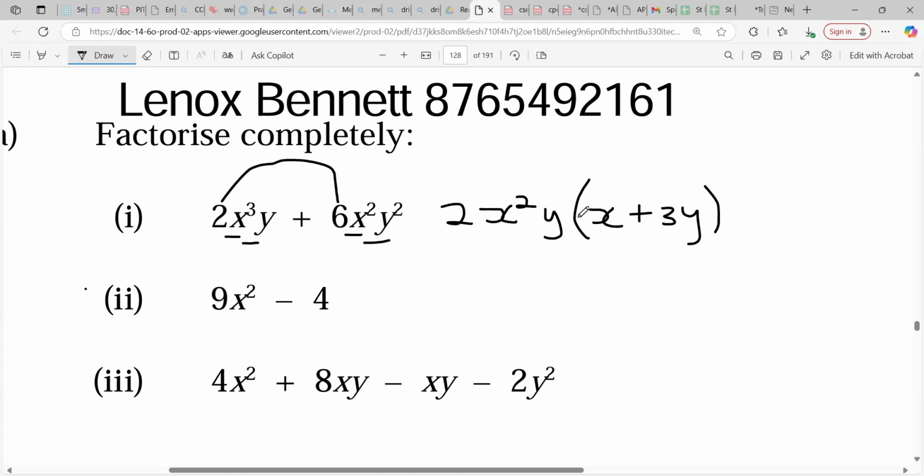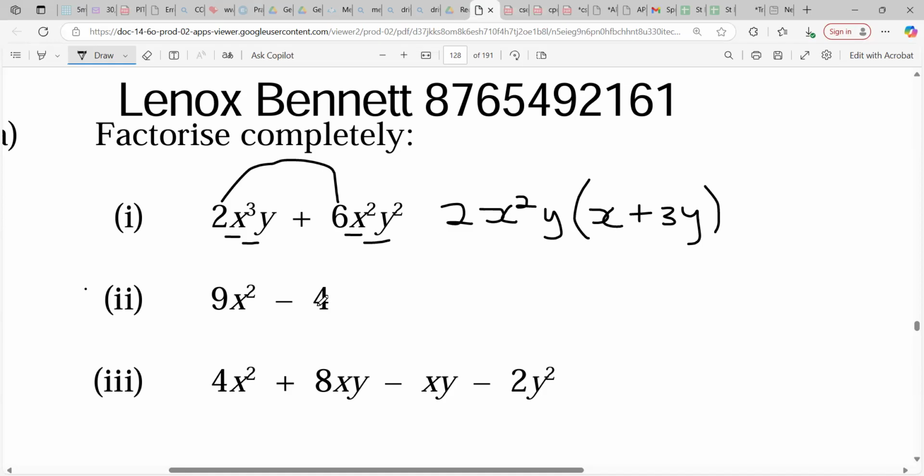And if you multiply it, you should get back this. Let's go. 2x squared times x would give us 2x cubed y. So we get back that. Let's try this one now. 2 times 3, that's 6. x squared times x squared, and then y times y would give us y squared. So that one is correct.